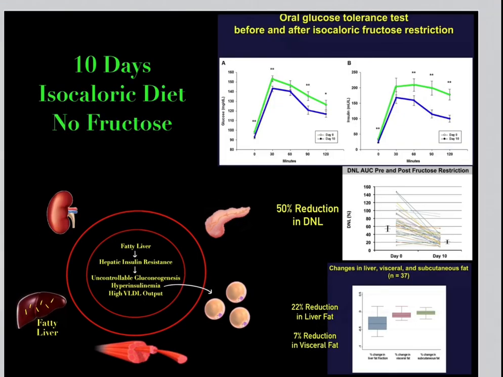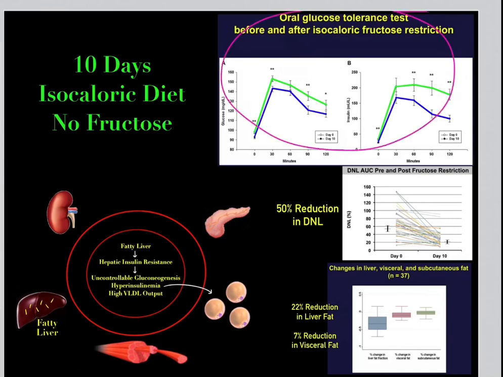Also, there was this beautiful study that showed 10 days with no fructose, and that was the only difference. It was an isocaloric diet. So 10 days with no fructose led to a 22% reduction in liver fat. So essentially cleaned out liver fat, and a 7% reduction in visceral fat, and a 50% reduction in de novo lipogenesis. So 10 days with no fructose cleaned out the liver and strongly improved insulin resistance.